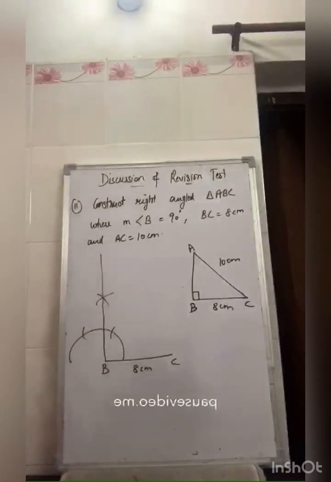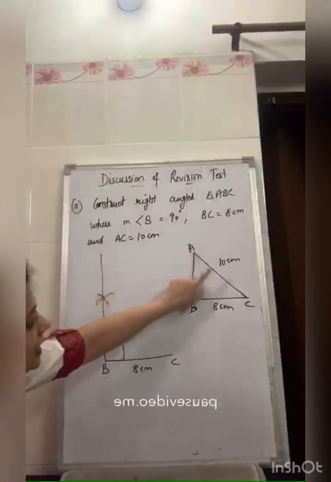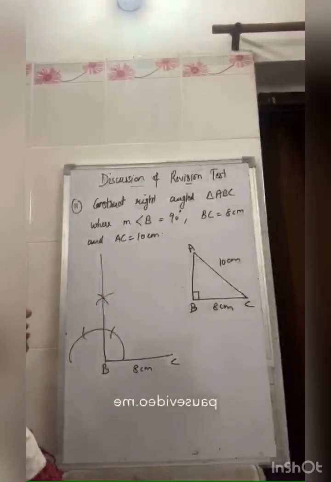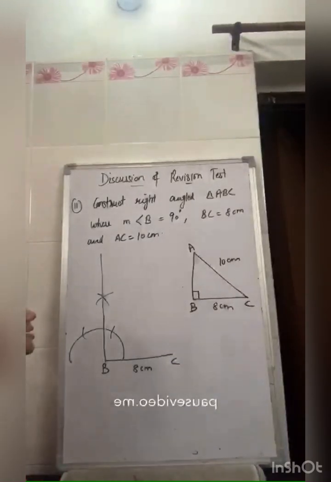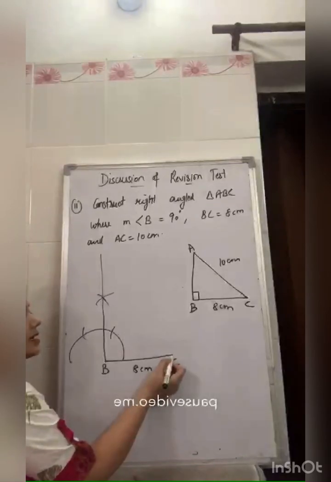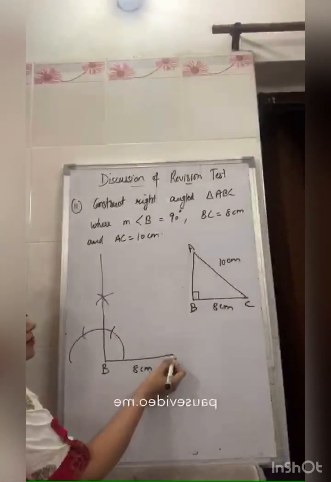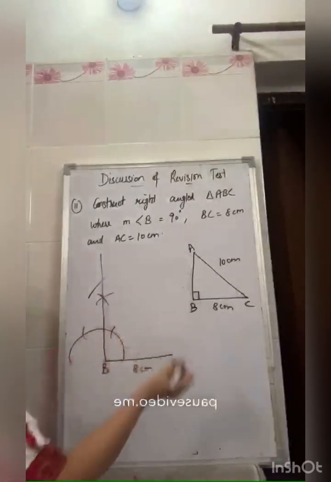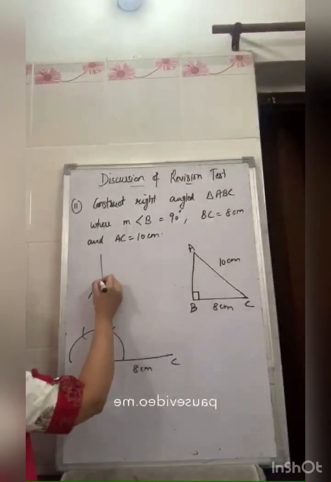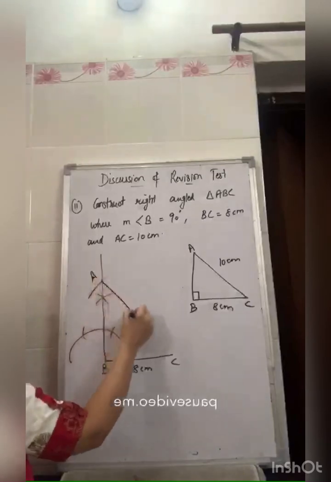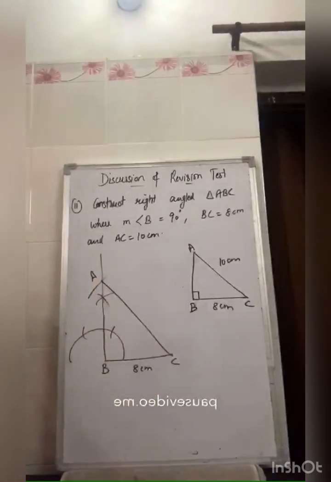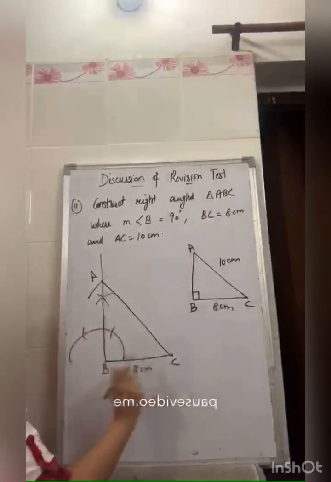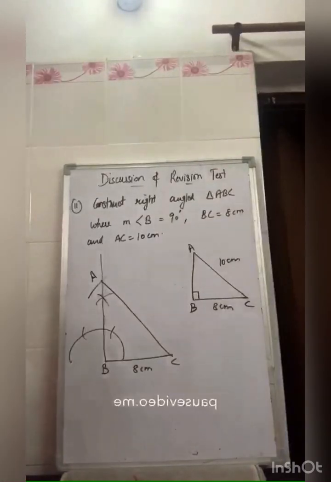Now you want point A. We can see the distance of point A from C is 10 centimeters. So the next step is to open the compass to a radius of 10 centimeters and, taking C as center, keep your compass at point C and make this arc. Now this is your point A. Now join AC with the scale. Thus triangle ABC is the required triangle.